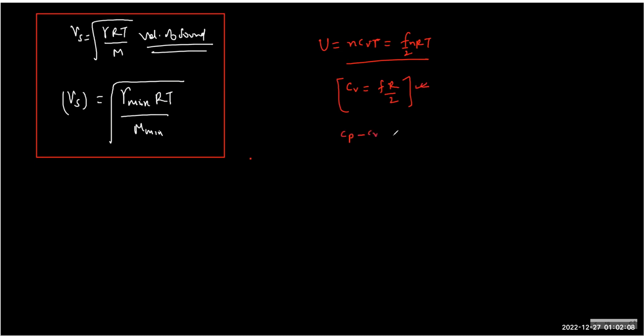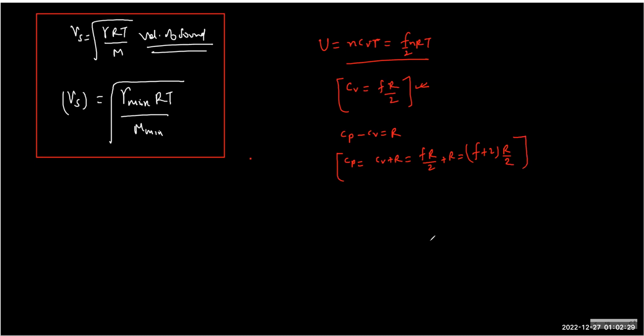And CP minus CV is R. So CP is how much? CV plus R. So it can be written as FR by 2 plus R, which is (F plus 2) into R by 2. Okay. So you can get the CP and CV in terms of this also. All right.